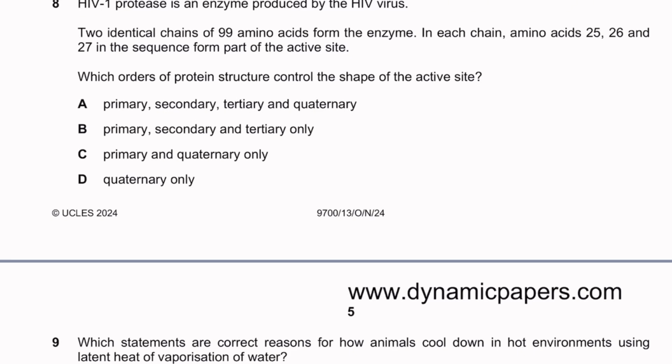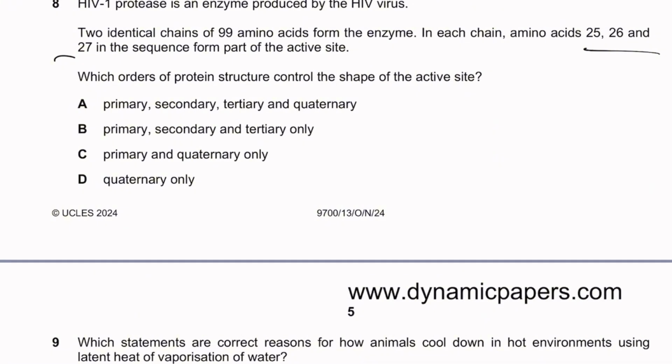Two identical chains of 99 amino acids from the enzyme. In each chain, amino acids 25, 26, 27 in the sequence form part of the active site. Which orders of protein structure control the shape of the active site? So we're specifically dealing with 25, 26, 27, so definitely primary.